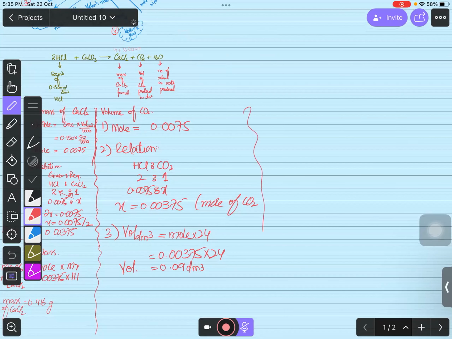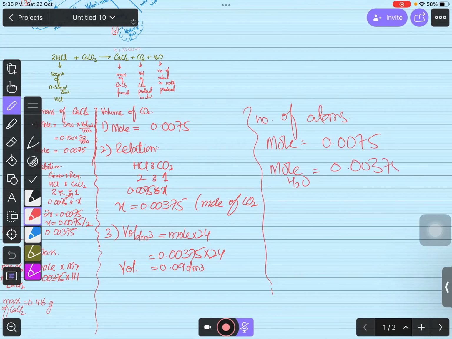Then the third thing is what? We need to find out number of atoms. Again, the moles of HCl are the same. We already found it out, 0.0075. And relation is same. So moles of water is also same, which is 0.00375. What we need to find out, सबसे पहले हम निकालेंगे number of molecules. पानी है तो पहले molecules निकलेंगे. So number of molecules will be moles into Avogadro constant.